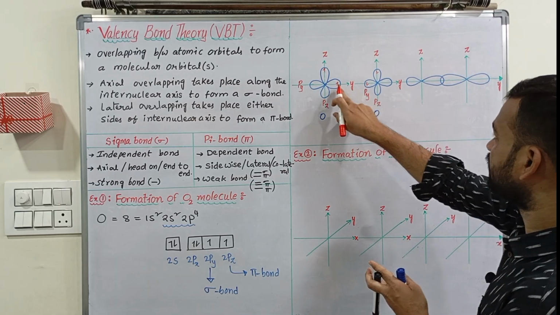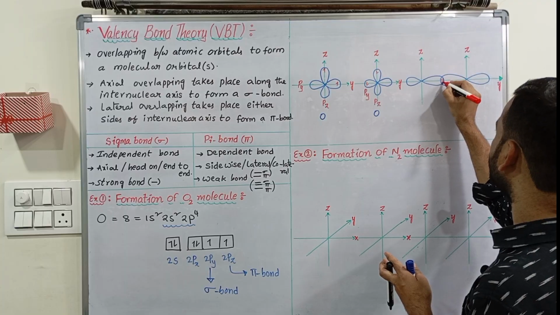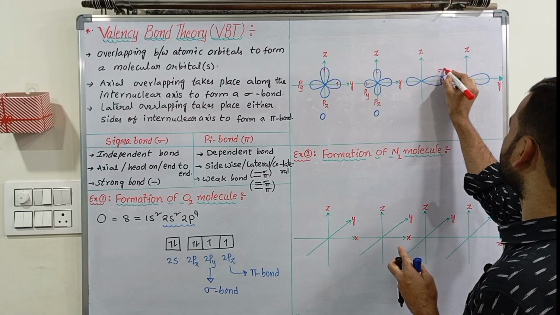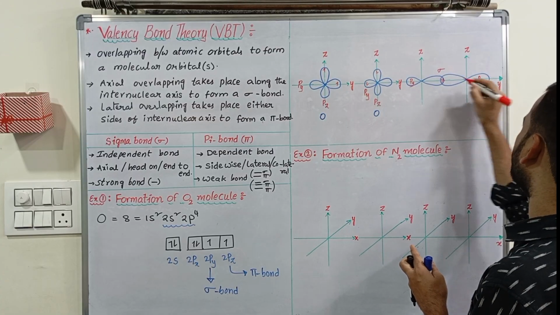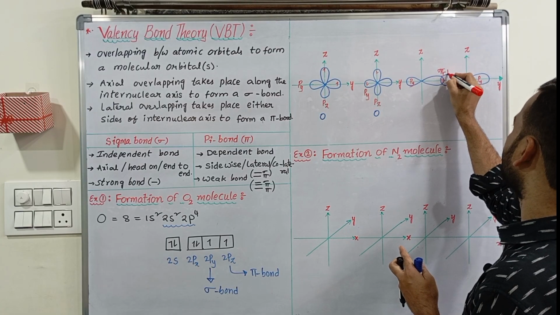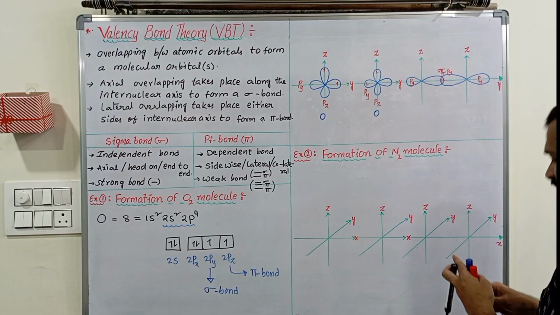Clear? So then here one upward, one downward, like this. One sigma bond is formed. Here a sigma bond is formed between a py and also a py. So between py, sigma bond is formed.